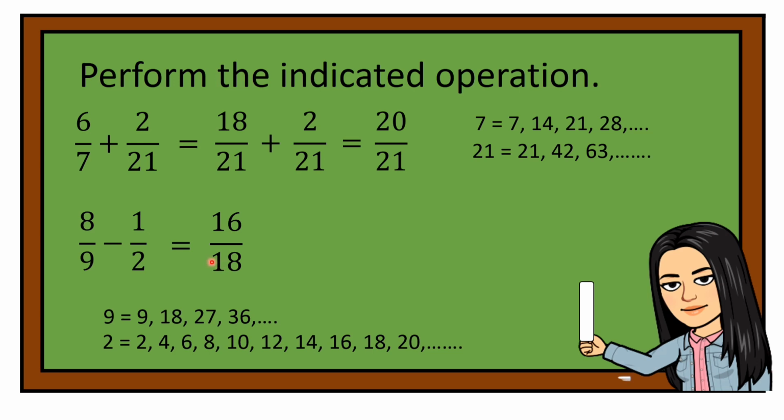So divide 18 by 9. That would be equal to 2, times 8 is equal to 16. And then minus 18 divided by 2 is 9, times 1 is equal to 9. So subtract the numerators. We have here 16 minus 9. That would be equal to 7 over 18.